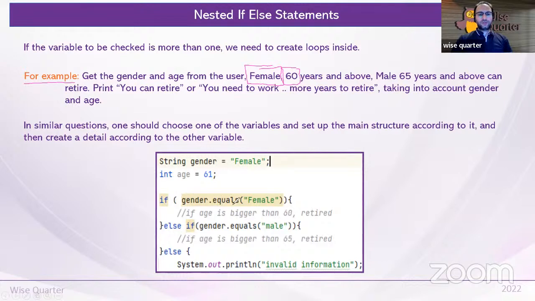If gender is female, we need to check something else, right? This is the inner if. We have to create another if statement here. It will check the age. If it is not female, and if it is a male, we have to check something else. This is another inner, nested if statement. If gender is not female or male, else means invalid information.